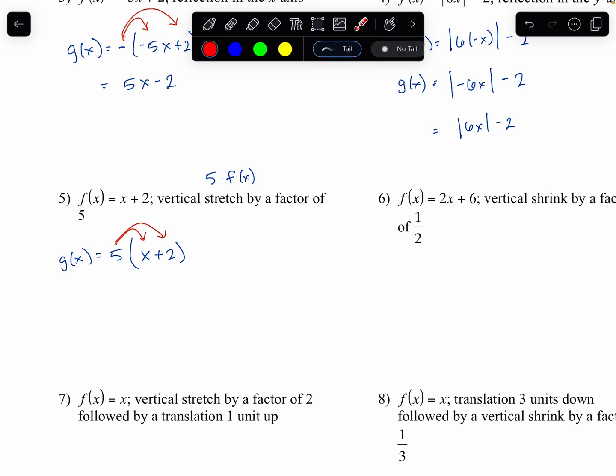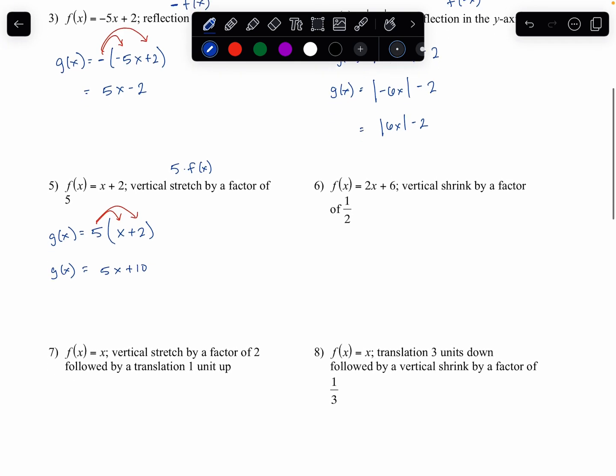There are 2 terms here, 1 and 2. And so because there's more than 1 term, I have to distribute it to both. So this will be equal to 5x plus 10. And there we go.